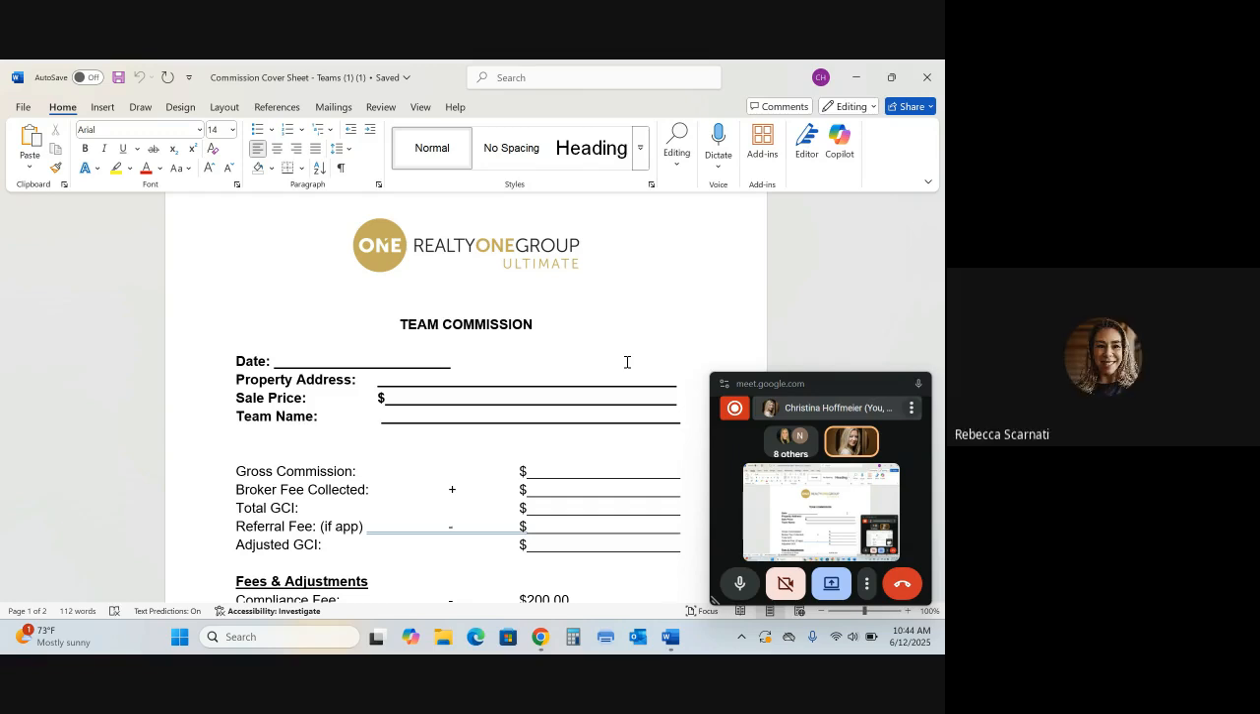So are you saying that if we have co-listings, we should use this form even if we're not a team? Yes, I would. Okay, because the last one I did, I used the regular form. I think that's where Kathy was like, what do I do? Don't worry.